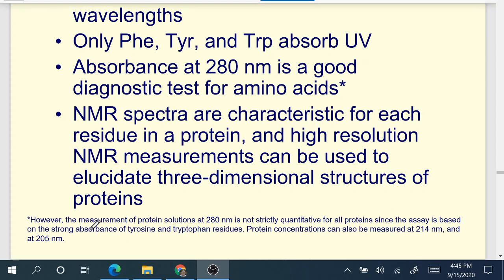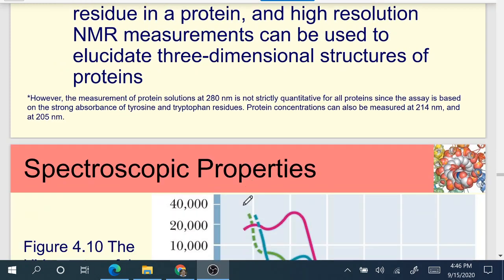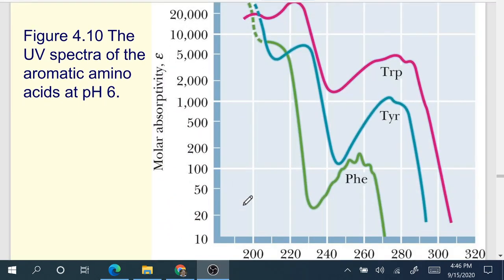Okay, so the measurement of protein solutions at 280 is not strictly quantitative for all proteins, since the assay is based on the strong absorbance of tyrosine and tryptophan. This is for UV. Protein concentrations can also be measured at 214 and 205. So here we have some UV spectra of amino acids at pH 6. Here we have tryptophan and tyrosine.